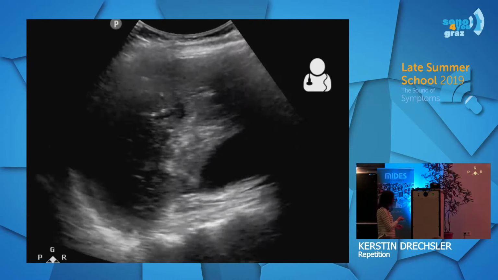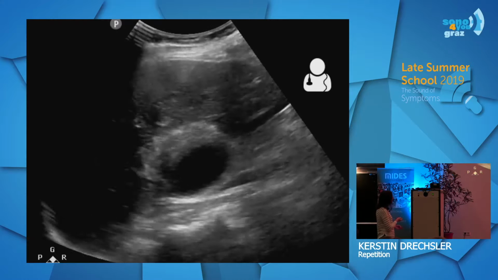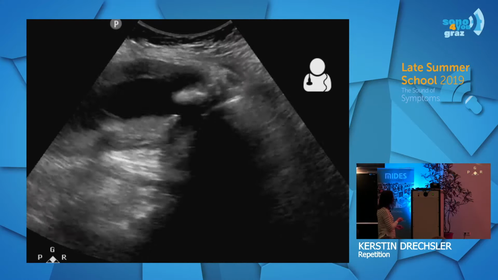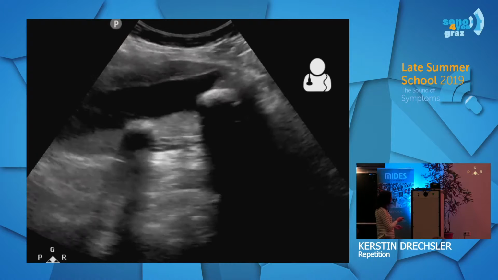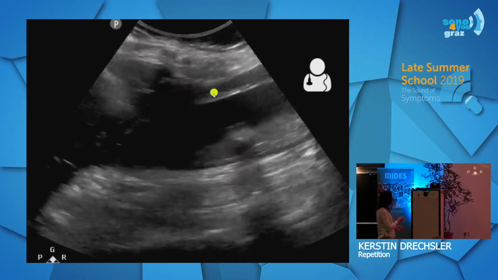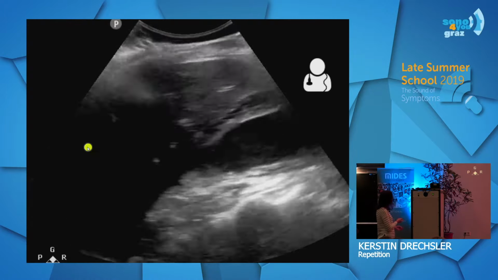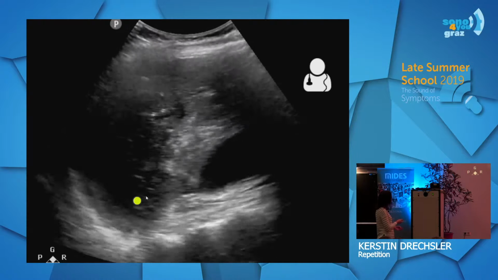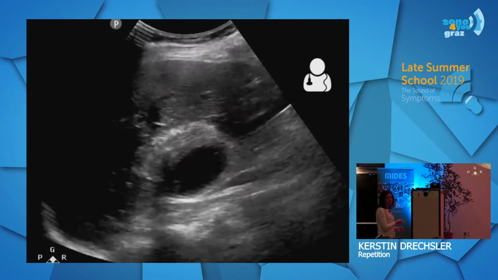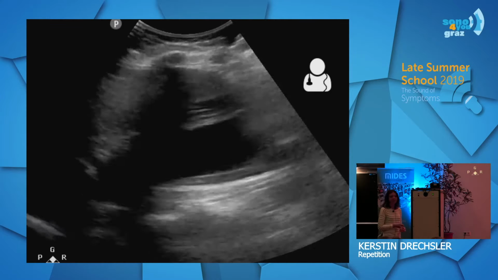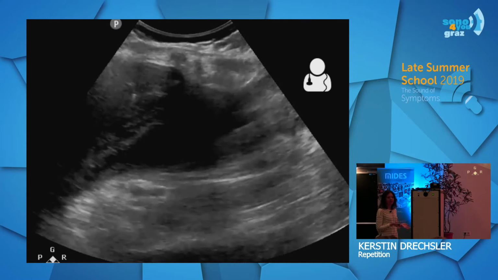So what the examiner did is he followed the structure till its origin. And as we are following, we actually know that this structure originates from the liver. And by following a structure till its origin, we know where the pathology arises and we know what the organ is. So in that case, that was a cholecystitis and not an appendicitis.